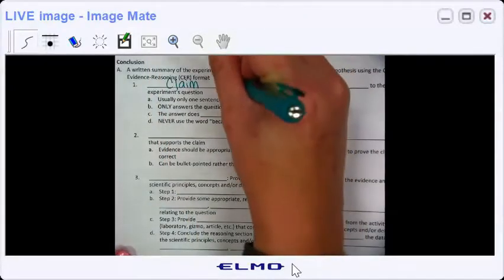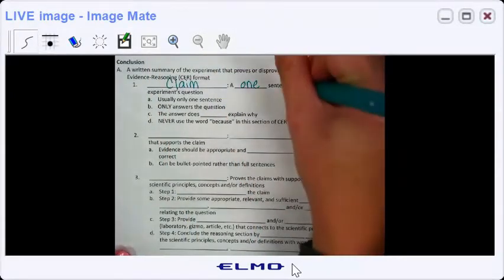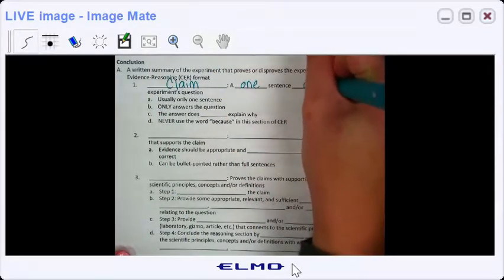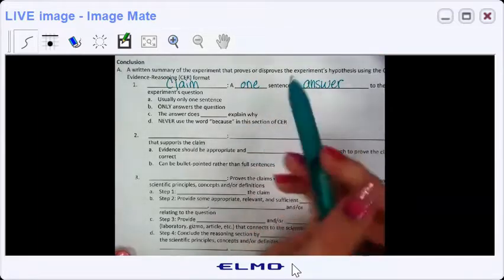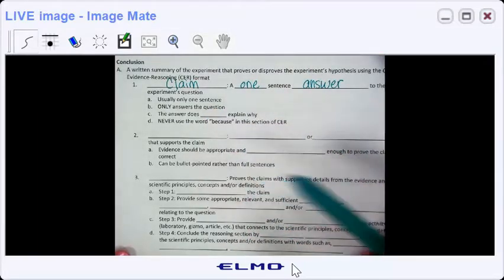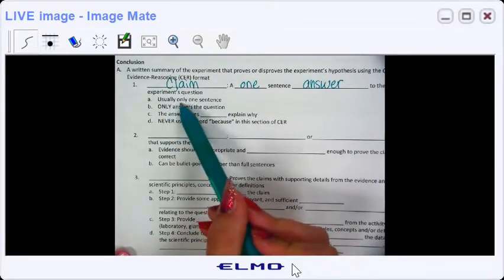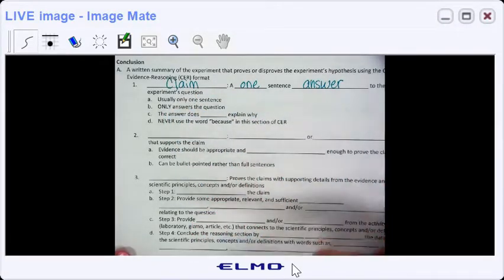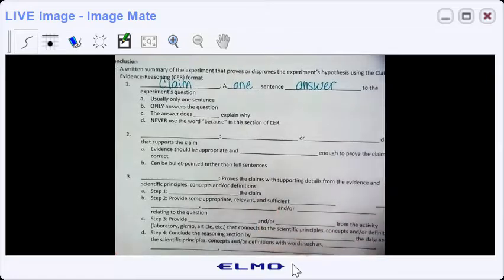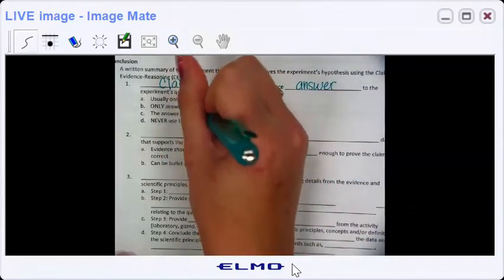It is a one-sentence answer to the question. So those questions that we learned how to make, the how does the blank affect the blank, we're answering that question now. It's usually only one sentence. I would say 90% of the time it's one sentence. It only answers the question. Please do not put any other information in there. And it does not explain why.